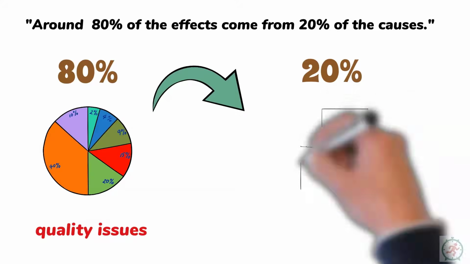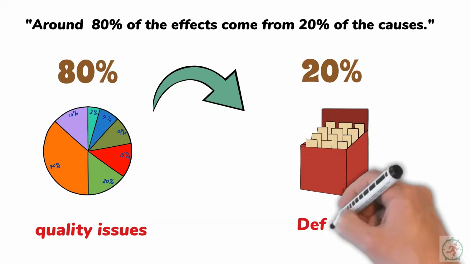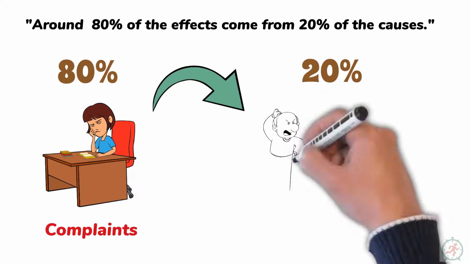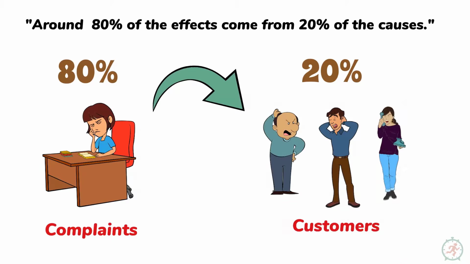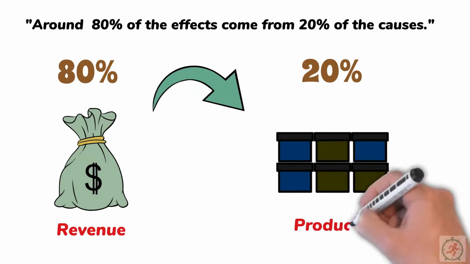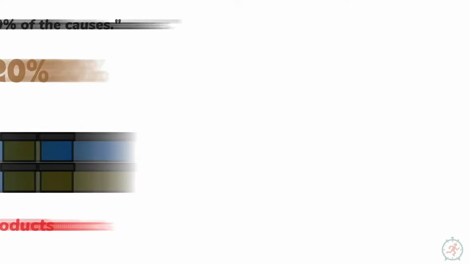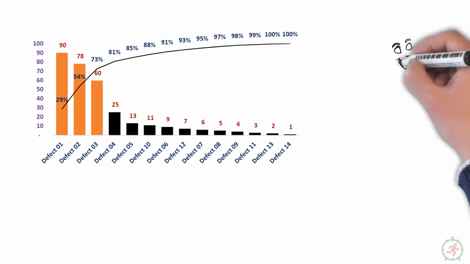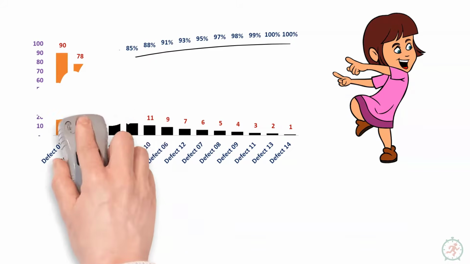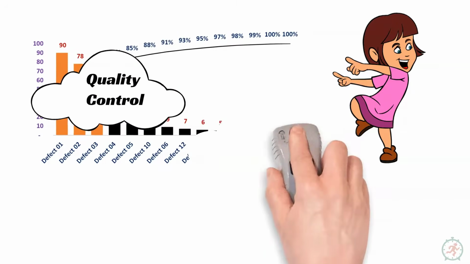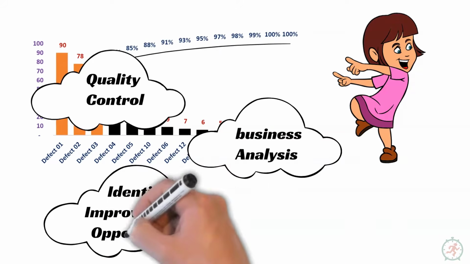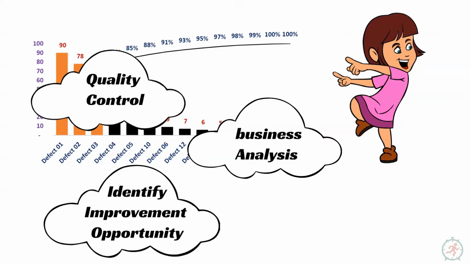80% of the quality issues come from the 20% of the defects. 80% of complaints come from 20% of customers. 80% of revenue comes from 20% of products, etc. The Pareto chart helps us to visualize it accordingly. So, you can use it for quality control, business analysis, identifying improvement opportunities, and in many other such cases.